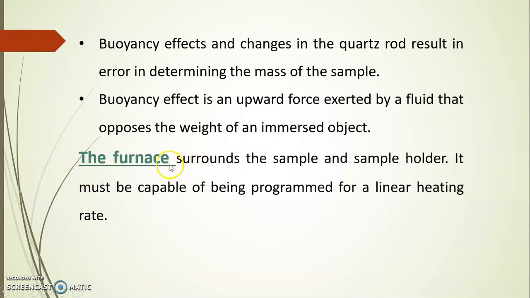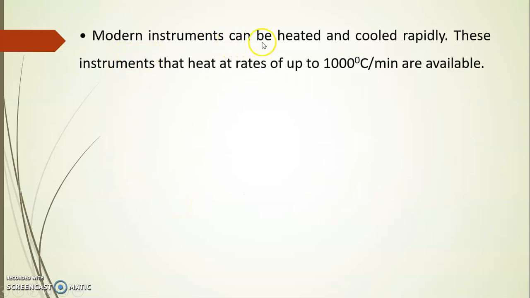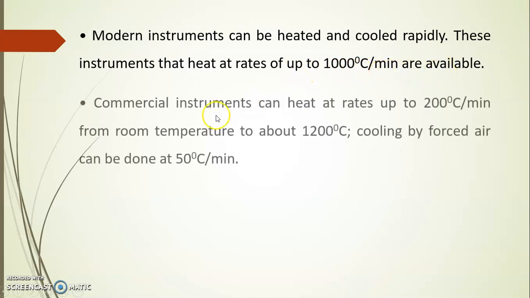Then the second component is the furnace, which is used to provide the temperature. The furnace surrounds the sample and sample holder. It must be capable of being programmed for a linear heating rate. Modern instruments can be heated and cooled rapidly. Instruments that heat at rates up to 1000 degrees Celsius per minute are available.